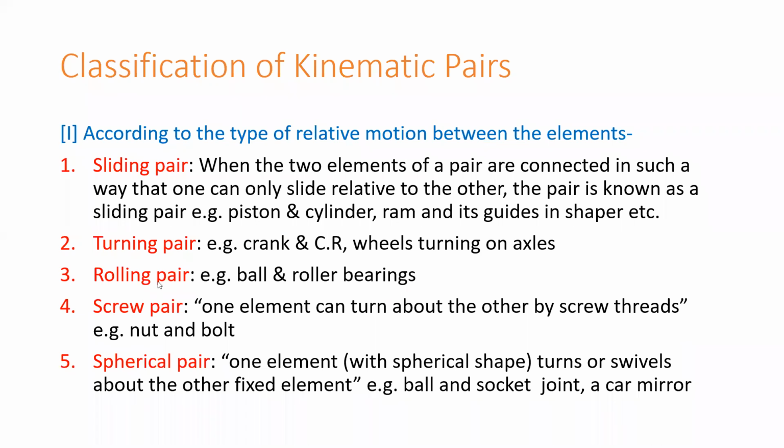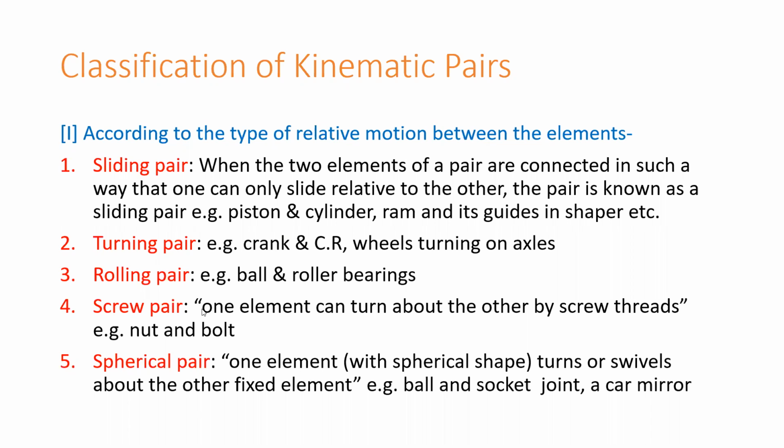Then comes the rolling pair. What is a rolling pair? In this, one element will roll over the other element. So that is called a rolling pair. What are the examples of rolling pair? Ball and roller bearings. In that, the balls and rollers turn on the inner and outer race of the bearing surface.